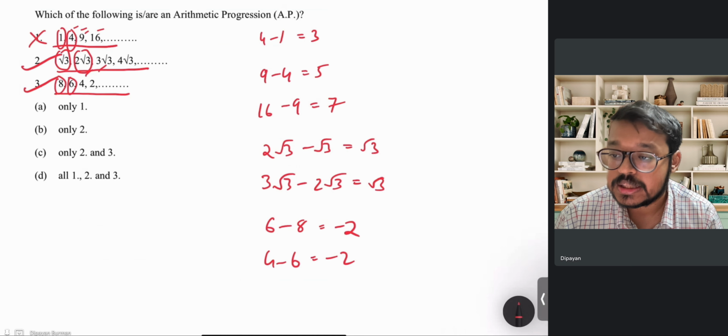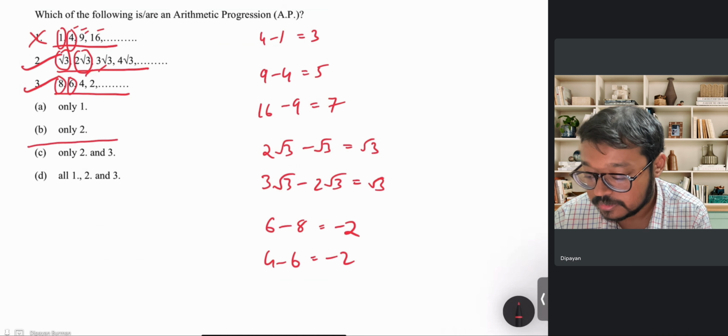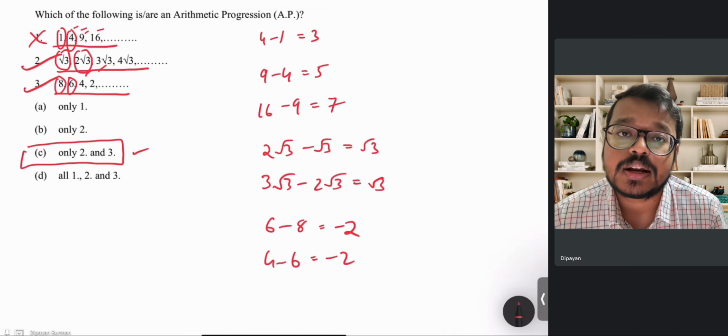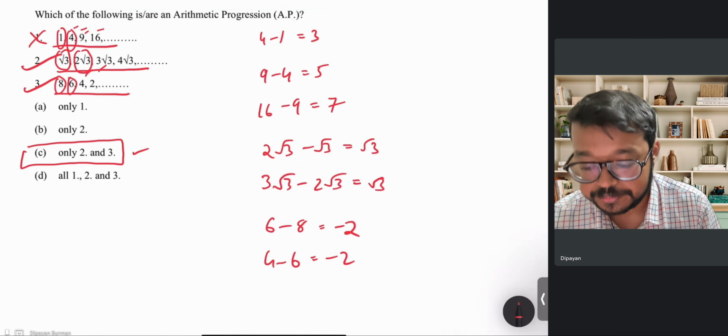So now if I look at the options, option C is correct. That only the second and the third series are AP. The first one is not an AP.